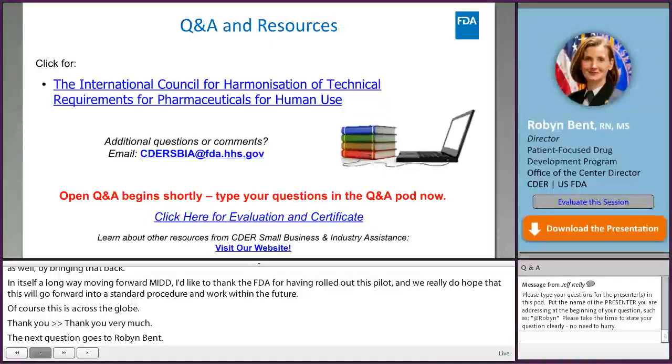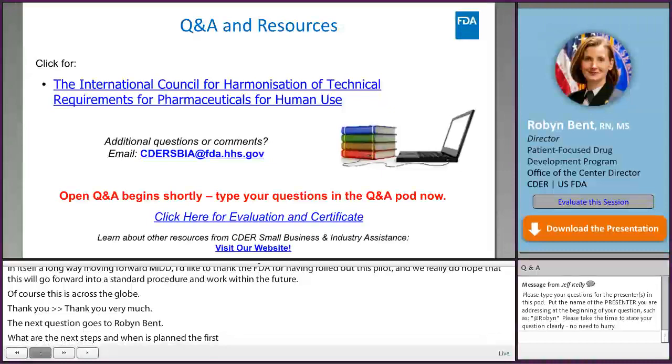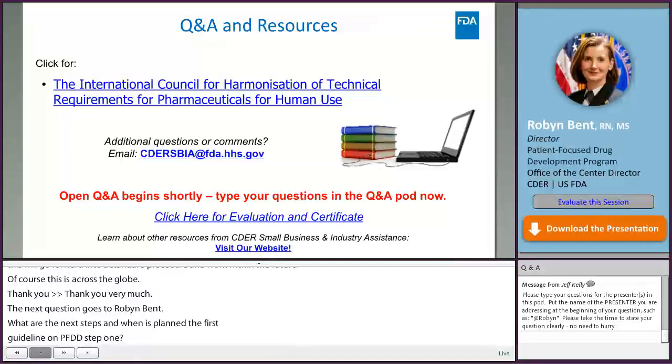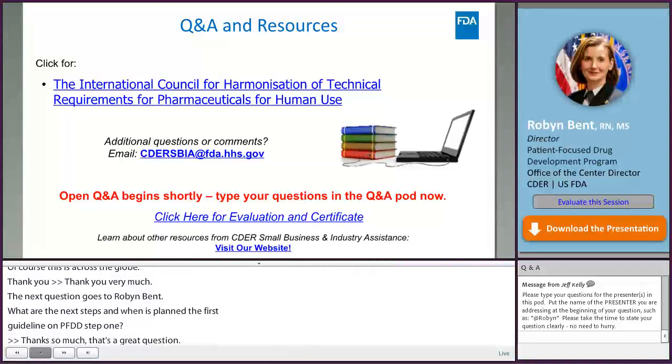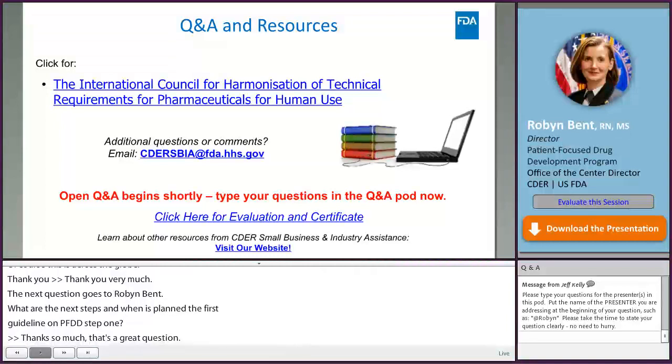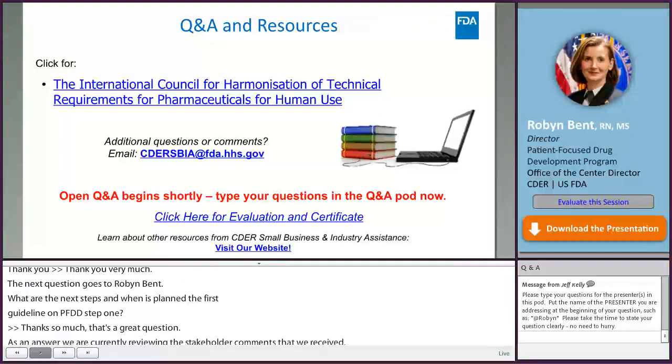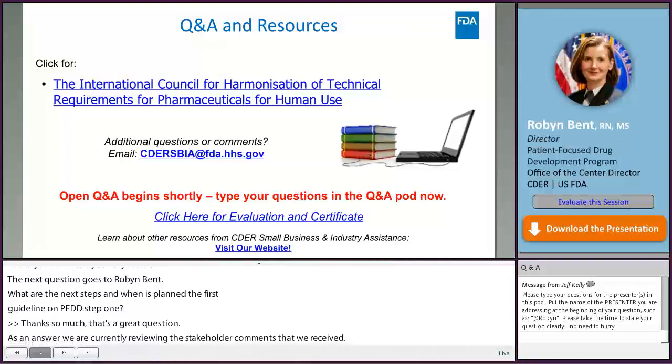That's a great question. And so just as an answer, we are currently reviewing the stakeholder comments that we received. We really want to make sure that they're given appropriate consideration. And as we do that, we'll determine how to best incorporate the feedback as we move forward.